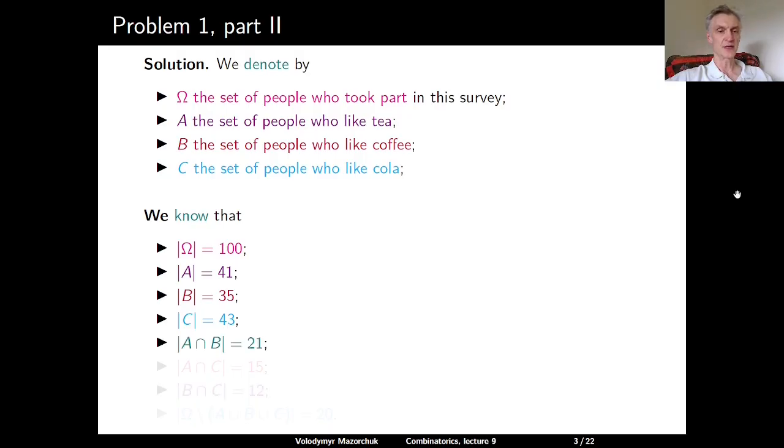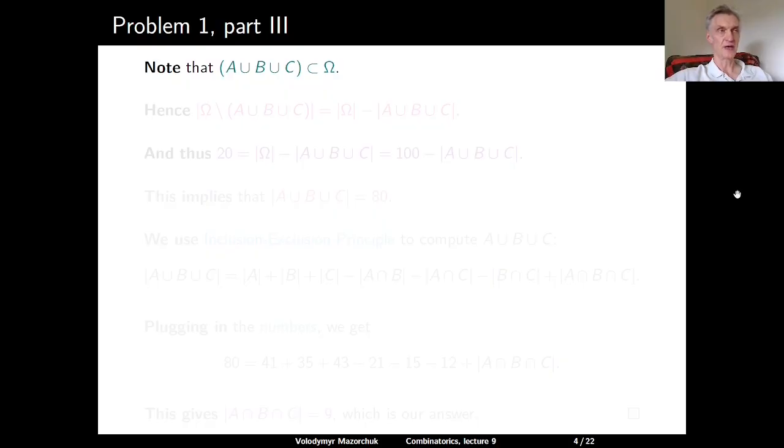Further, we know that the cardinality of the intersection of A and B is 21, the cardinality of the intersection of A and C is 15, and the cardinality of the intersection of B and C is 12. Finally, we know that the cardinality of the difference between omega and the union of A, B, and C is 20. Let us note that the union of A, B, and C is a subset of omega, and so the cardinality of the complement to the union of A, B, and C inside omega equals the cardinality of omega minus the cardinality of this union.